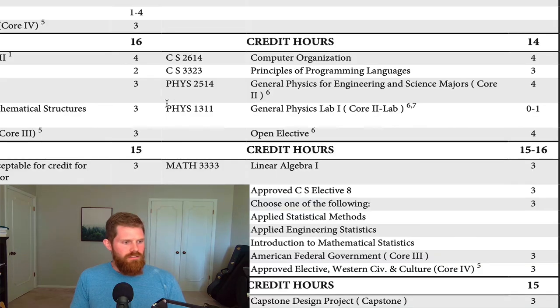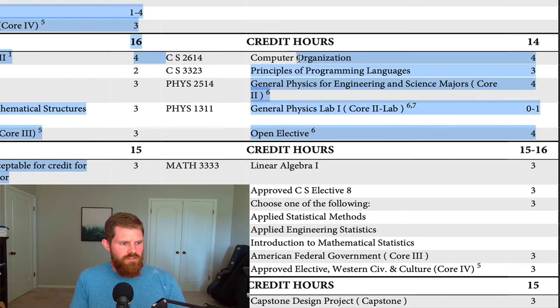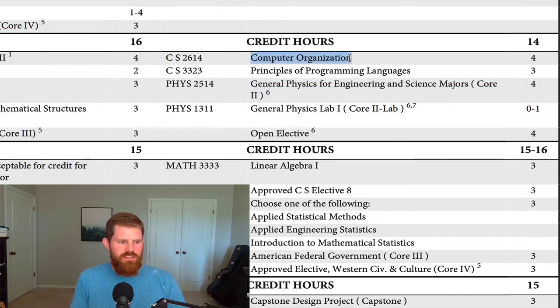So there's a little bit of Boolean practice here, but for the most part, it is pretty much all theory-based. Okay, moving into the second semester of the sophomore year, first class on top, computer organization.